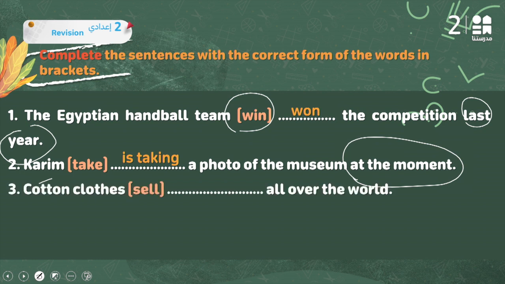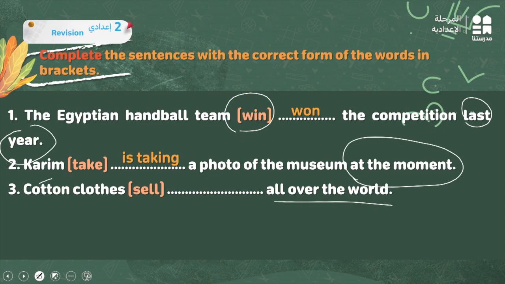Number three, cotton clothes sell all over the world. ده بقى tense احنا شرحناه المرة اللي فاتت. لو تفتكروا I said about it, its active and passive form. يعني مبني للمعلوم and أو مبني للمجهول. Okay. هنا الرول بتاعتي. Let me remind you of it.